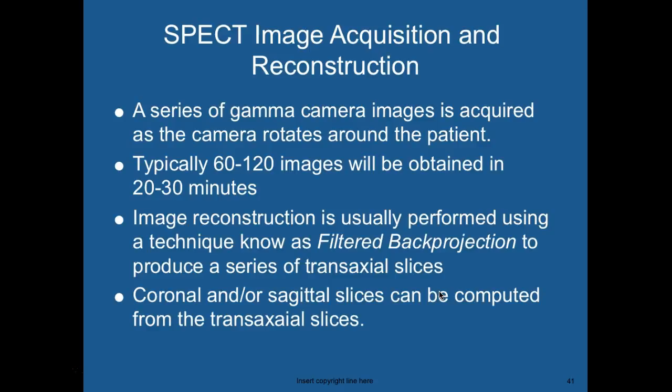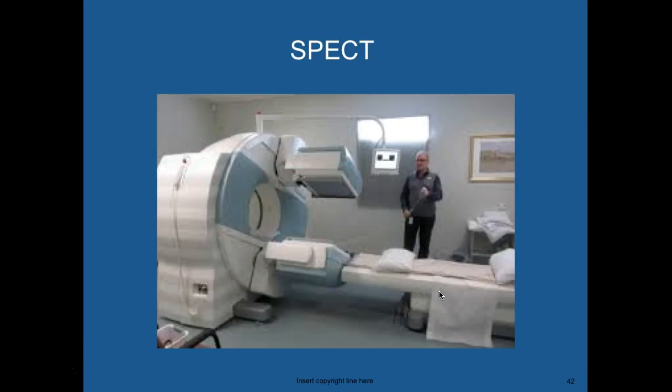A series of gamma camera images are required as the camera rotates around the patient. Typically 60 to 120 images will be obtained in 20 to 30 minutes. Image reconstruction is usually performed using a technique known as filtered back projection to produce a series of transaxial slices. Coronal and or sagittal slices can be computed from the transaxial slices.